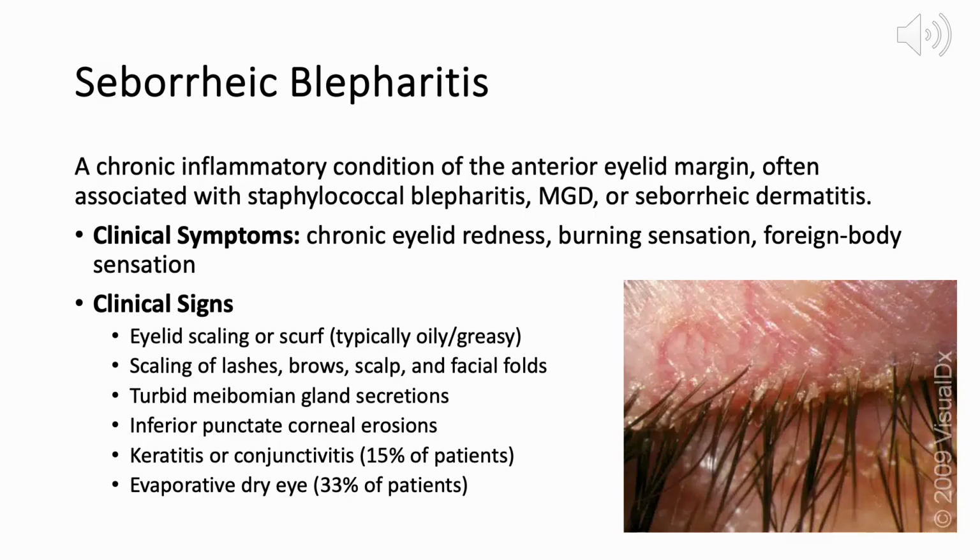the lashes, eyebrows, scalp, and facial folds, turbid meibomian gland secretions, which reflect poor lipid quality, inferior punctate corneal erosions on fluorescein staining, conjunctivitis, which occurs in about 15% of cases, and evaporative dry eye, which affects up to 1/3 of patients. The image shown here highlights the typical greasy scaling at the lash base, classic for seborrheic blepharitis.